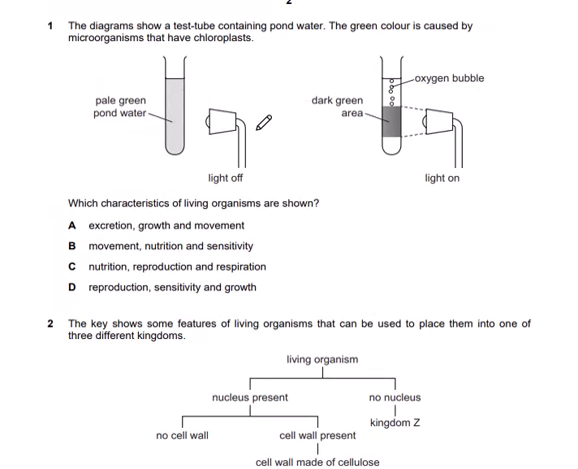The diagram shows a test tube containing pond water. The green color is caused by the microorganisms that have chloroplasts. Which characteristics of living organisms are shown? Reproduction is not occurring. Growth is not occurring. Photosynthesis releases energy for growth, but this does not indicate that growth is actually occurring, right?